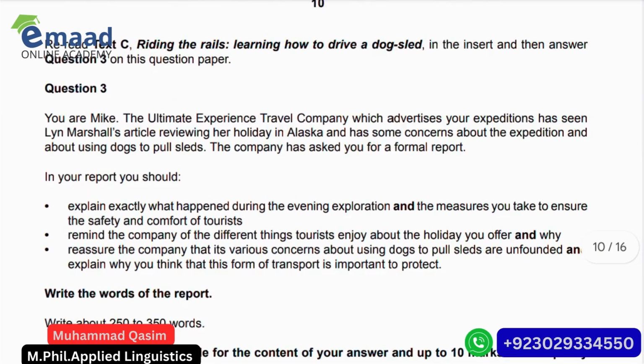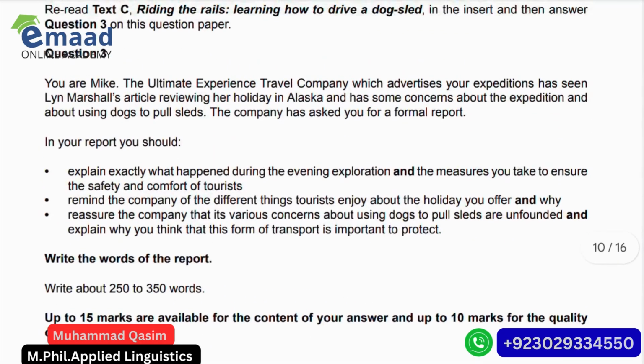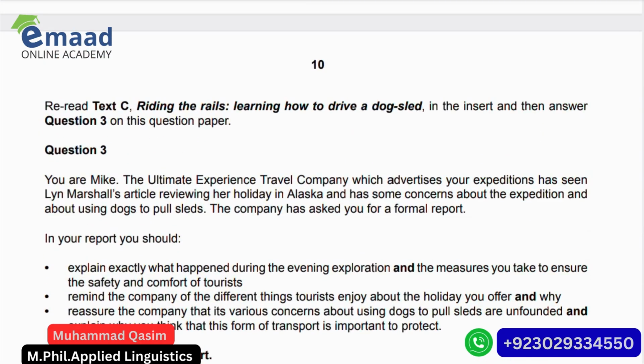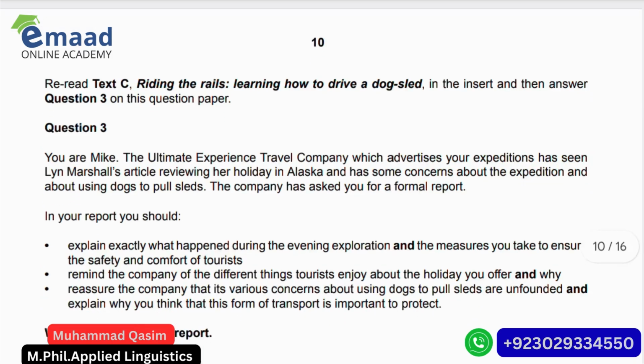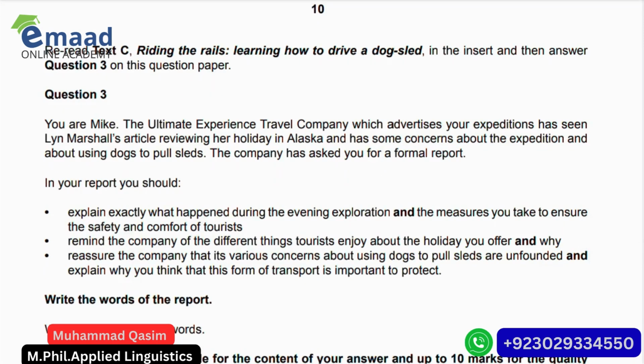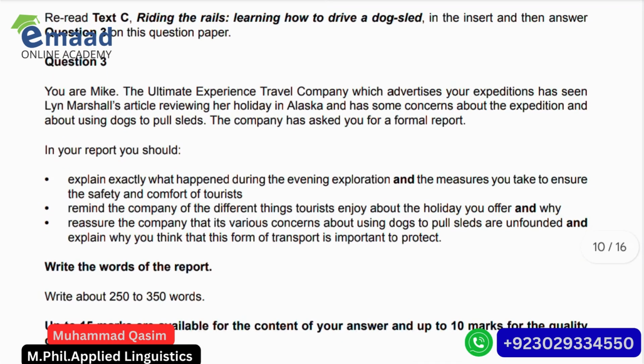So this question 3 contains 25 marks. This 100 marks question paper is divided into three questions. Question 1 for 30 marks, comprehension and summary task. Then question 2, a series of questions on language use and its effect, for 25 marks. And then report writing or journal or letter, an extended response to reading text C, again for 25 marks.